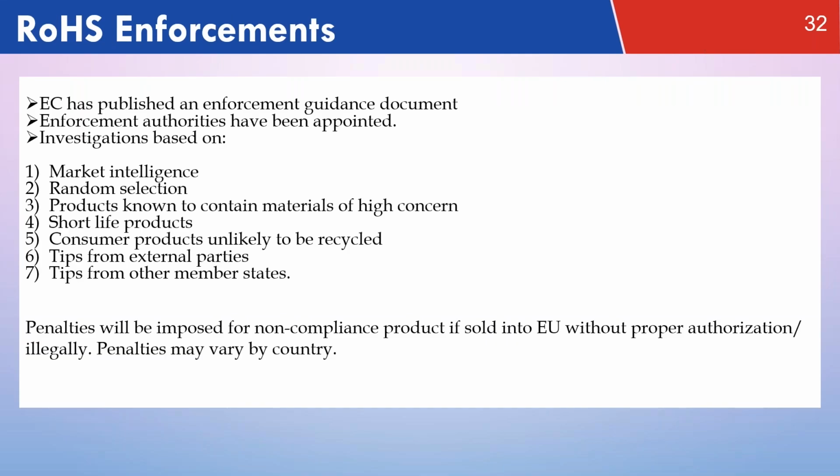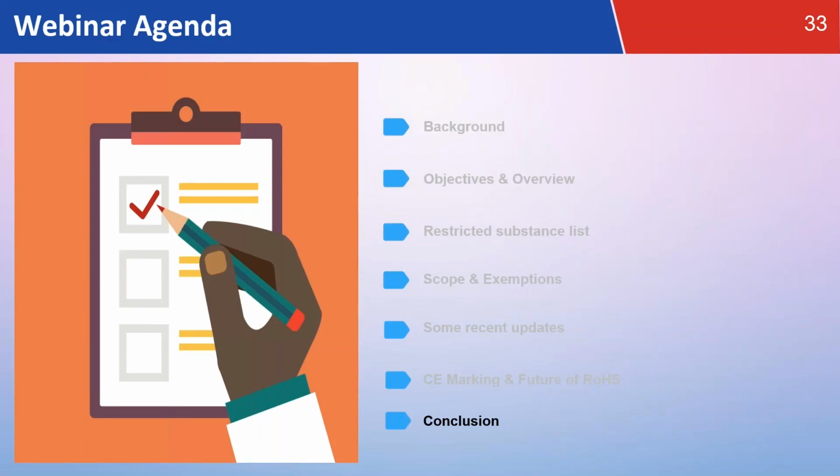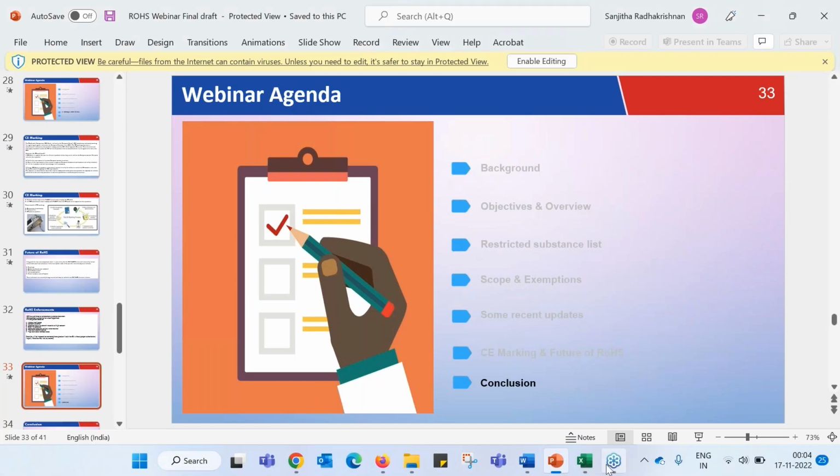And RoHS enforcement. The European Commission has published an enforcement guidance document, and enforcement authorities have also been appointed to do investigations based on the following seven: market intelligence, random selection, products known to contain materials of high concern, short life products, consumer products unlikely to be recycled, tips from external parties, and tips from other member states. So far, penalties will be imposed for non-compliant products if sold into the EU without proper authorization, or if sold illegally, and penalties may vary by country. And following this, I will give you a tool demonstration of an internal tool, Green Check.